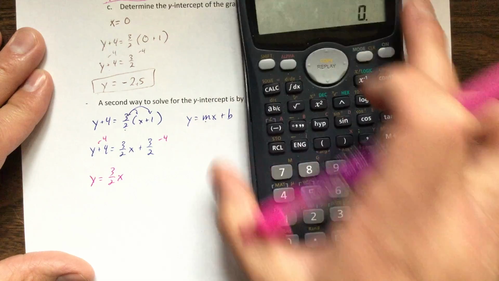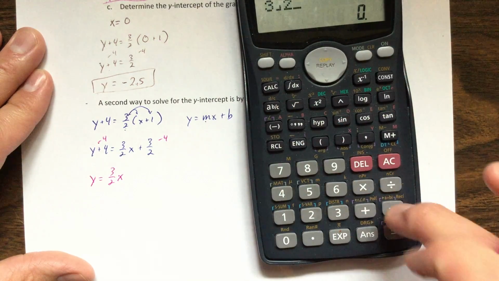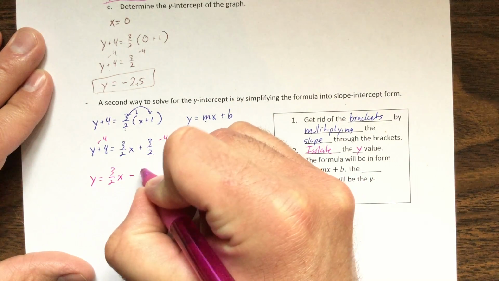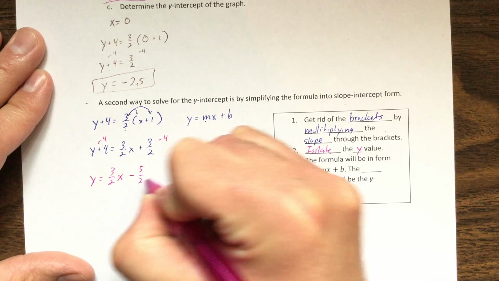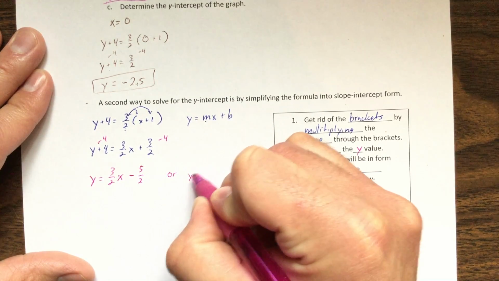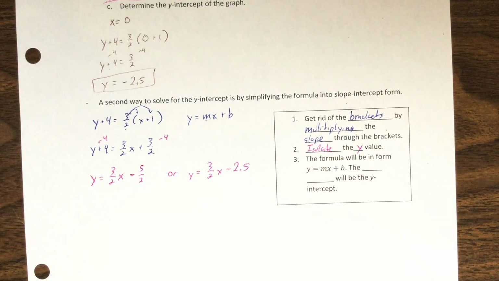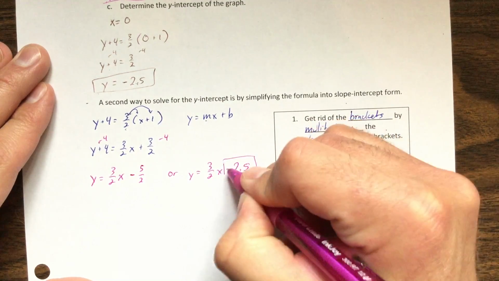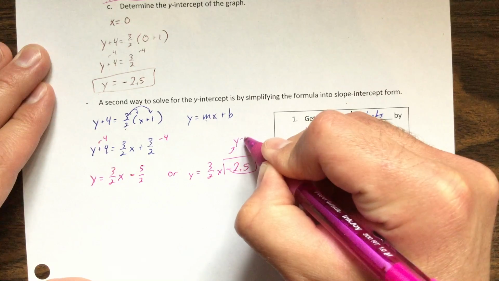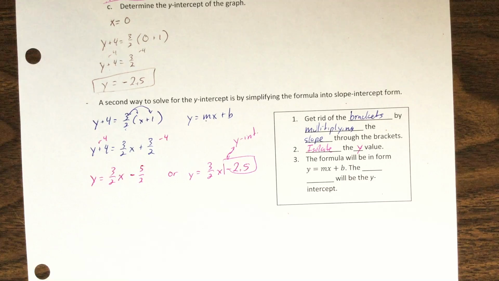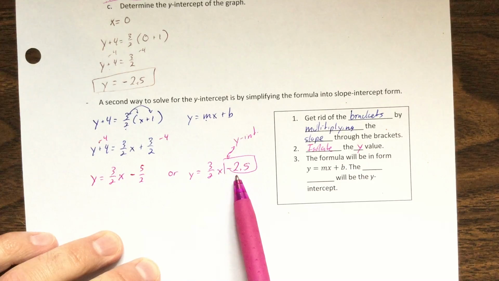If you want to use a calculator, you can do that. 3 over 2 minus 4 gives us negative 2.5. So that's, technically, negative 5 over 2, or y is equal to 3 over 2x minus 2.5, as it does in fact end, and that gives us a better idea of what the y-intercept is. There's our y-intercept. When we change it into slope-intercept form, we get the y-intercept.